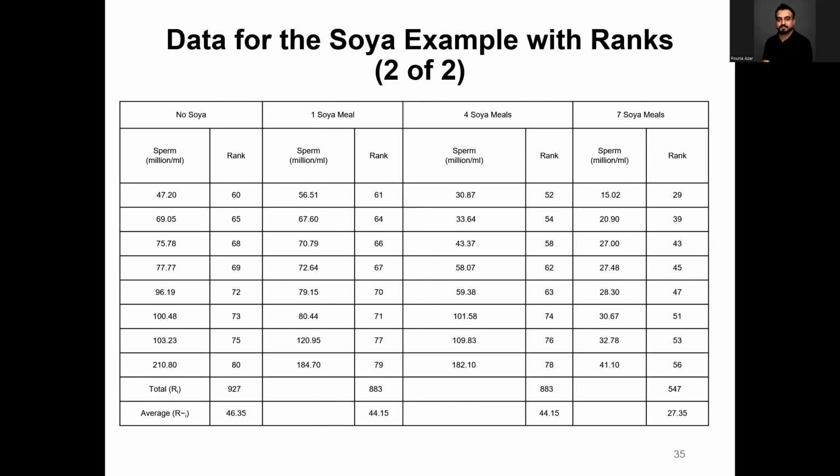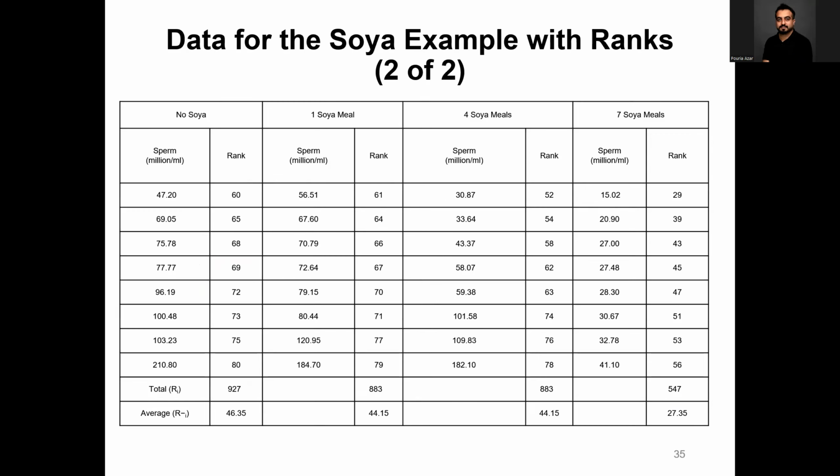Degree of freedom in this case is the number of groups minus 1. So I have 4 groups, 4 minus 1 is 3. So the degree of freedom is 3. And the p-value is significant. So I would say there is a significant difference in sperm count among the soy meal groups.